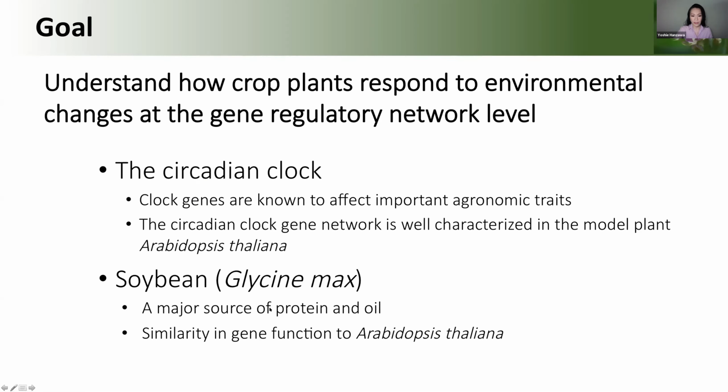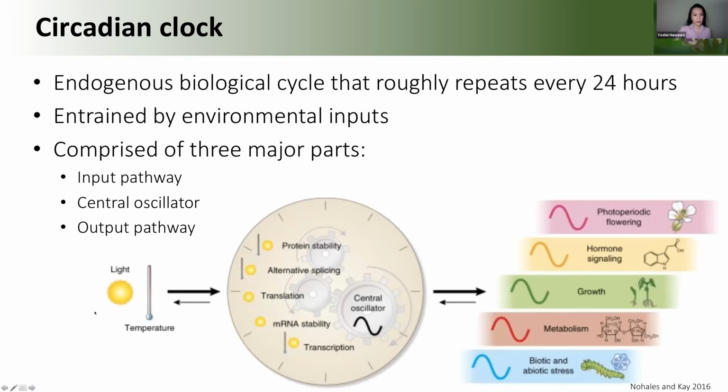This is a major source of protein and oil, and there is a significant similarity in a set of genes and the gene function to the model Arabidopsis thaliana. So that is a great starting point. Now, let me introduce a little bit about the circadian clock. It is an endogenous biological cycle that roughly repeats every 24 hours. It is ticking in each cell. It's entrained by environmental input, so it is ticking, but it responds to environmental input.